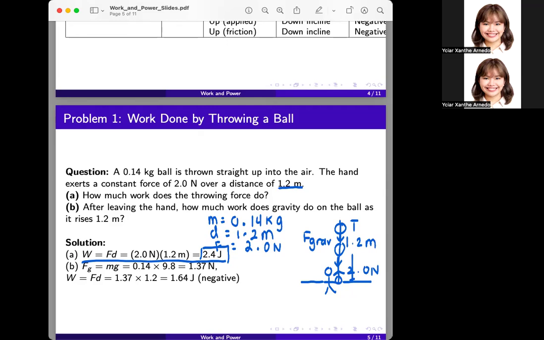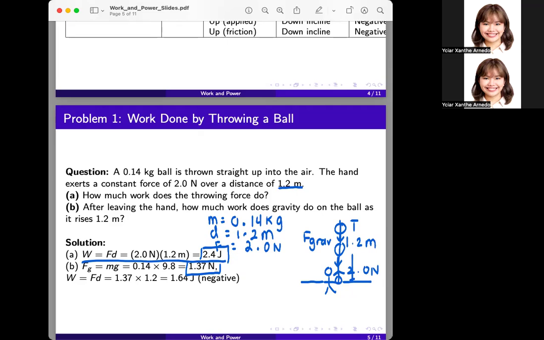And the force of gravity should be equal to mass multiplied by g, where g is the acceleration due to gravity. So we know that that's just 9.8 meters per second squared. We multiply that and we get 1.37 newtons or 1.4 newtons. So its direction is naturally downwards.